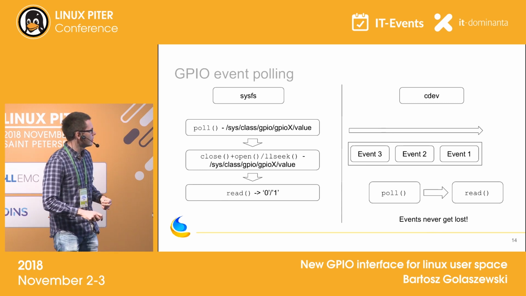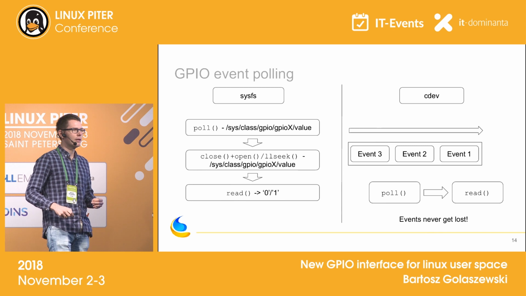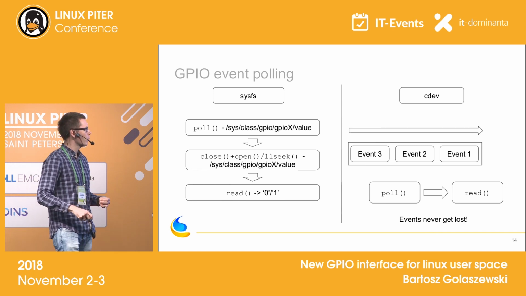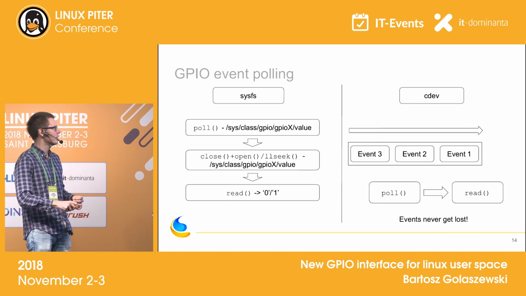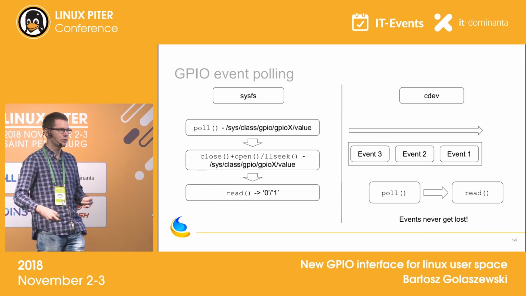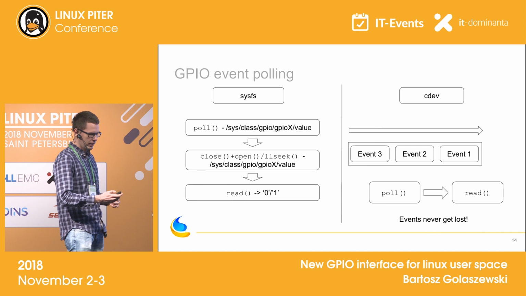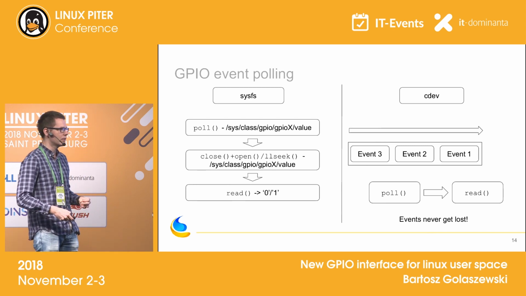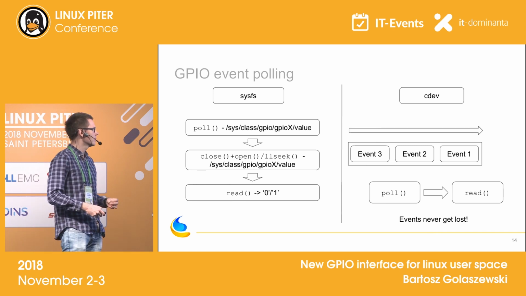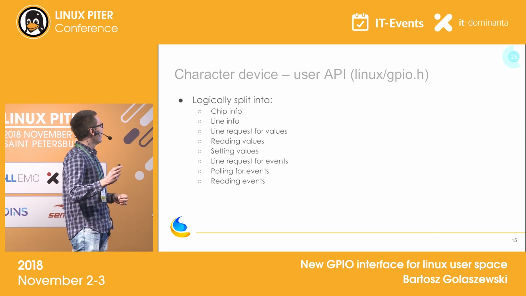So in case of the character device, it's actually buffered. Let's say your poll returns, and you can read the events, and they're going to arrive in the exact order that they've been generated. So this is reliable if you must not miss any events.